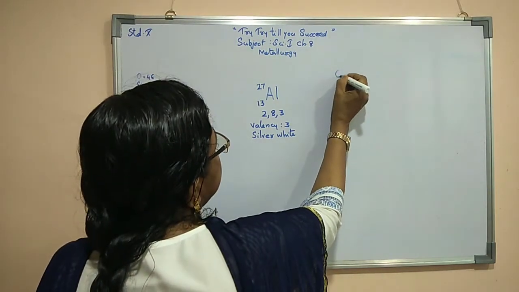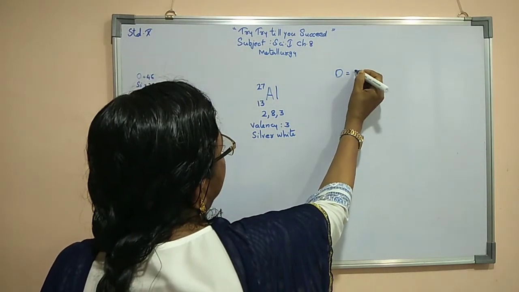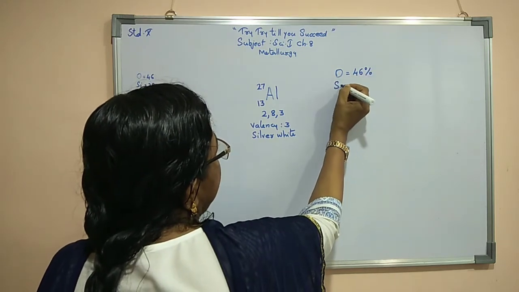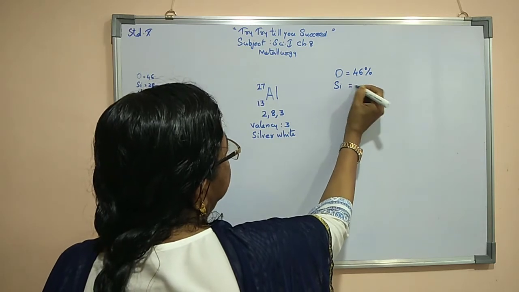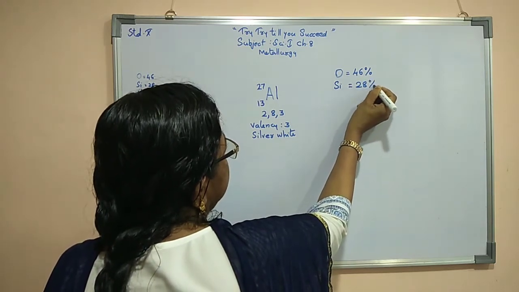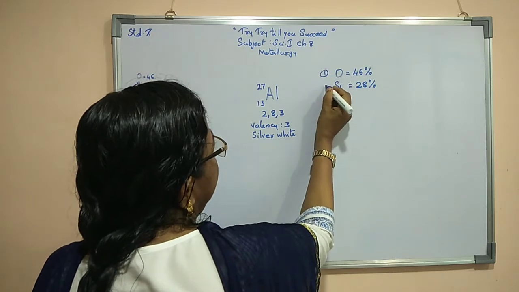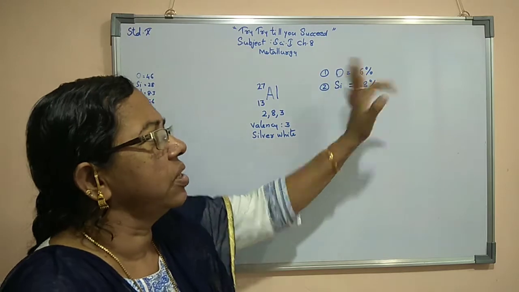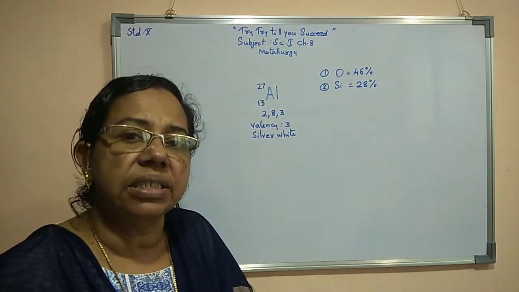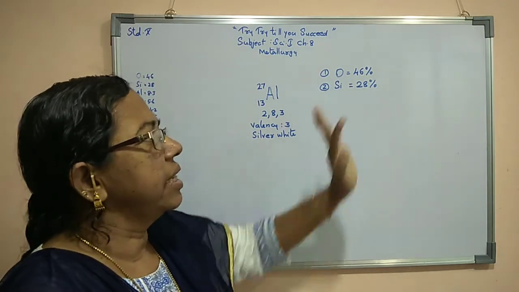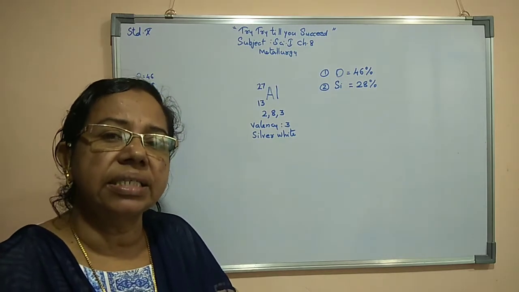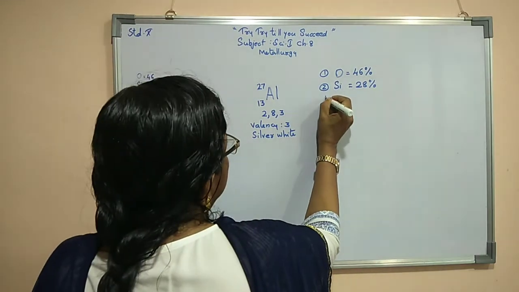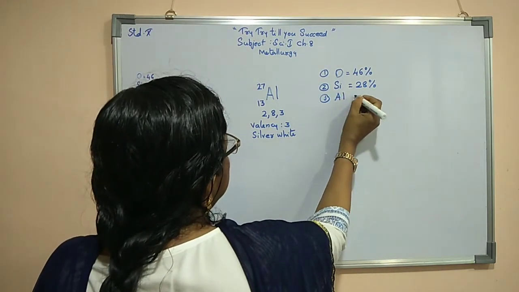First one, that is oxygen. Oxygen available in the Earth's crust 46%. Afterwards silicon, that is available 28%. Third one, that is aluminium. It is available 8.3%.